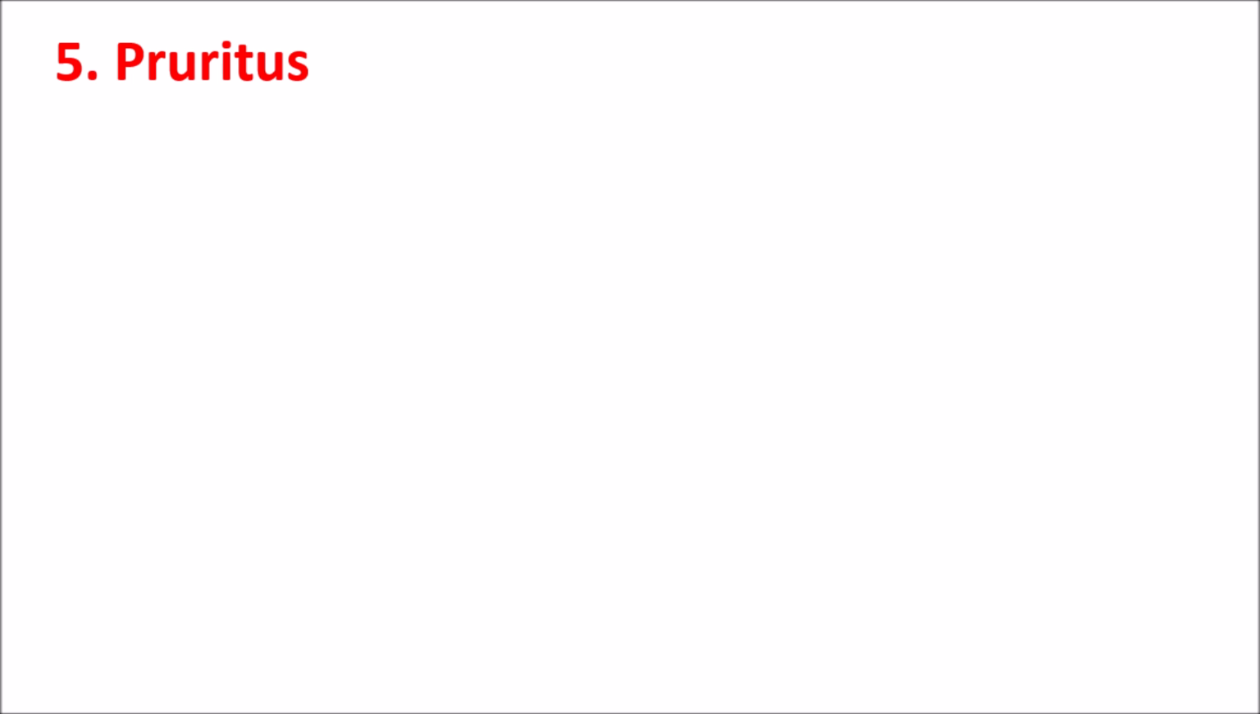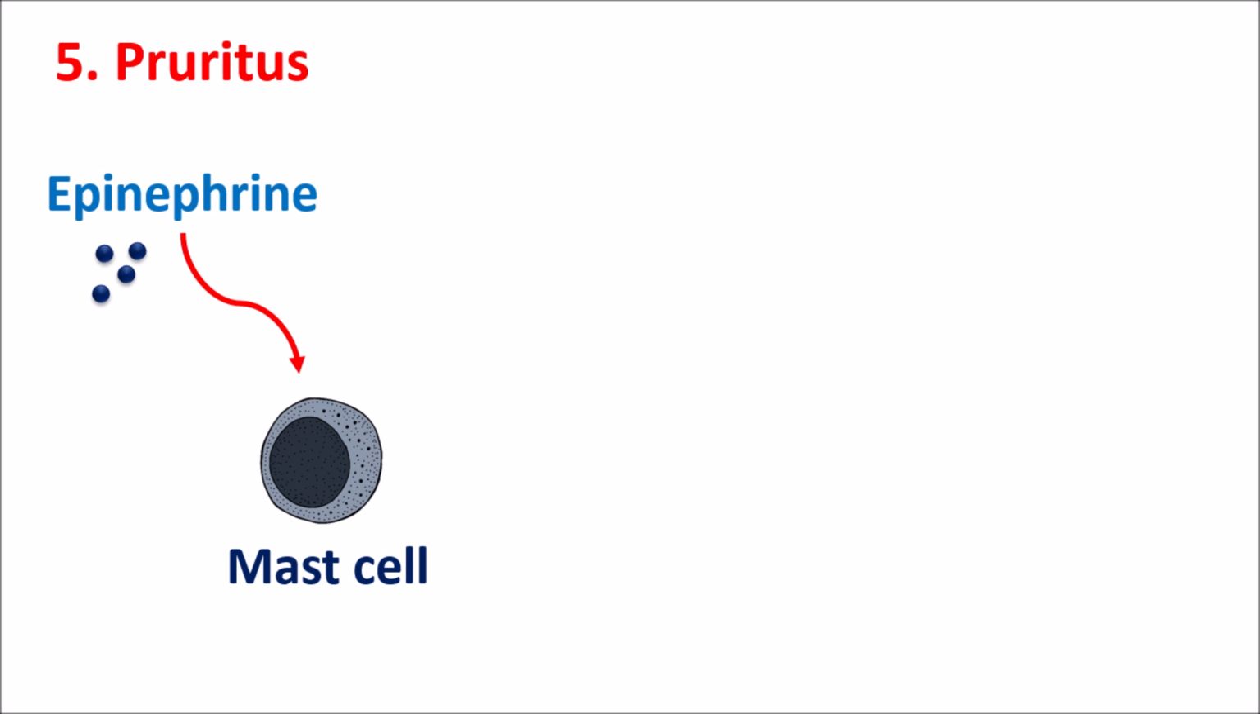Fifth one is the pruritus. Epinephrine is one of the neurotransmitters in the sympathetic system. This epinephrine can block the activity of mast cells, so it can reduce the degranulation, thereby reducing the allergic response. The mast cell mainly stores one of the mediators, histamine, which is responsible for allergy. This allergic response is blocked by epinephrine.